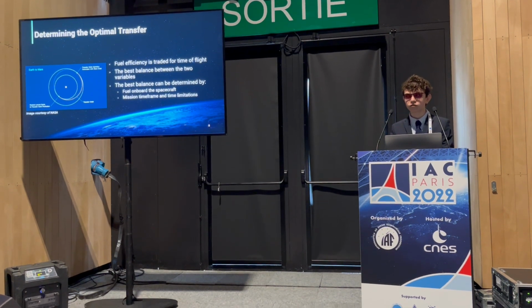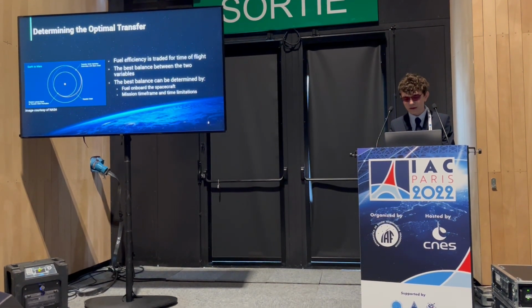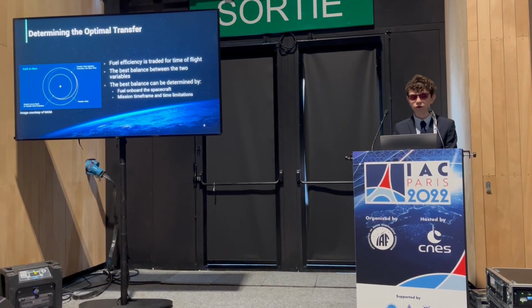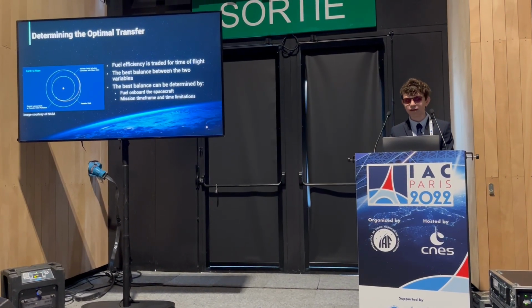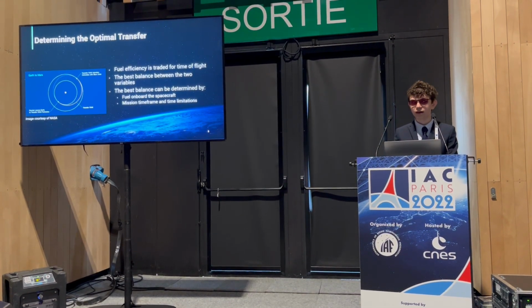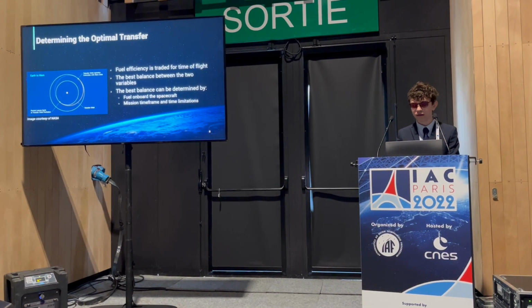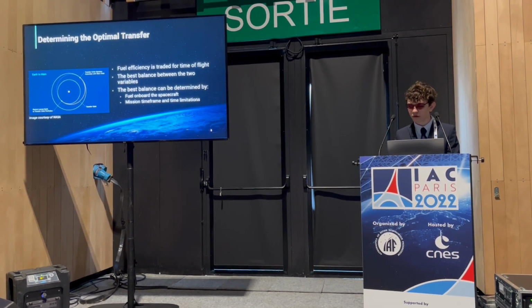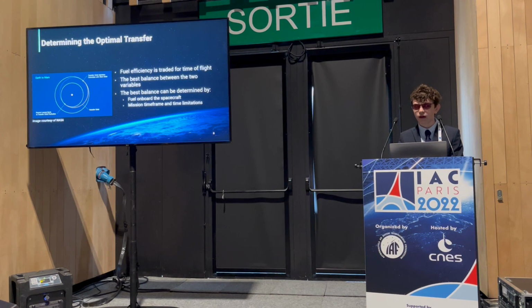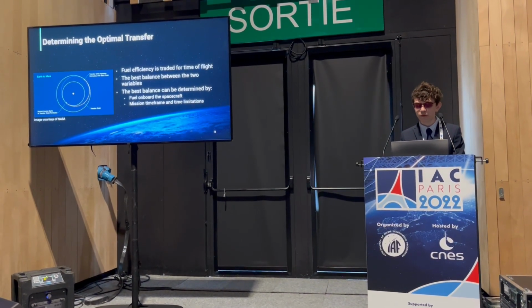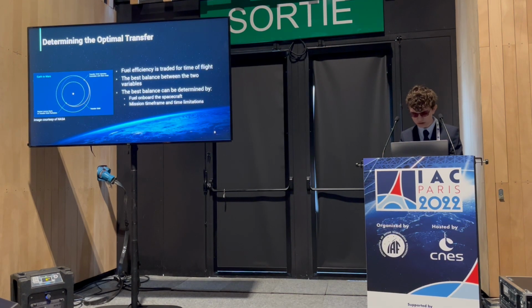So now that we know which transfers the Python program considers, how do we know which one to use? We have to take into consideration that fuel efficiency is traded for time of flight, and we have to find the best balance from the mission constraints, which is the fuel on board the spacecraft and the mission time frame. In our case, fuel is not an issue, but our mission time frame is 2 weeks.